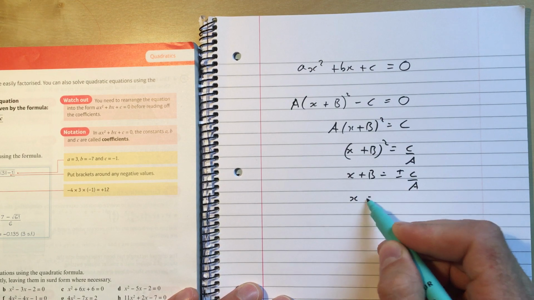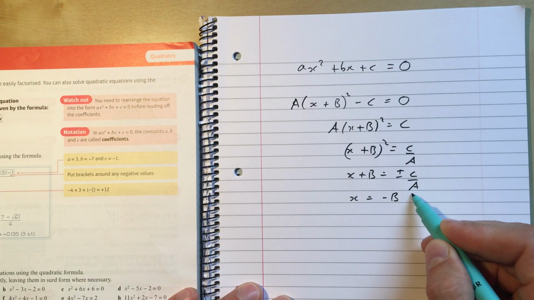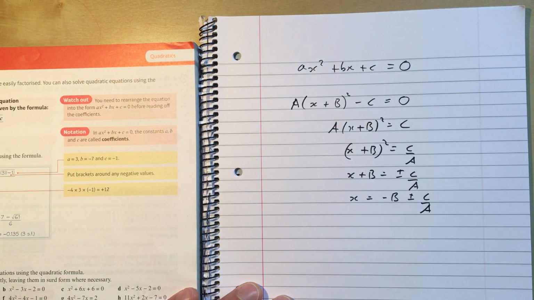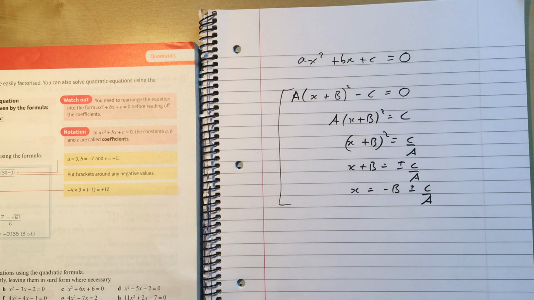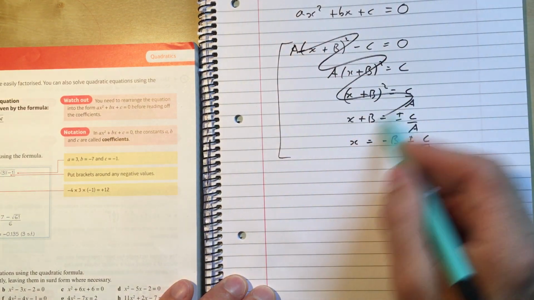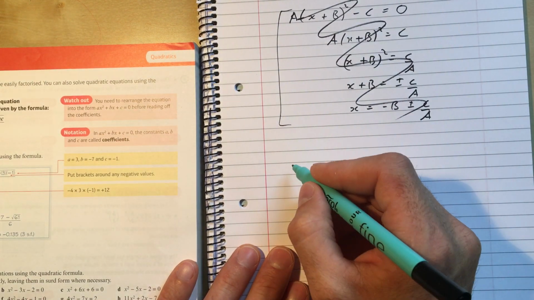And I can take away b. Okay? So with the completed square form, it will allow us to solve any quadratic, even if we can't factorise it. And that's actually what we do to get the formula.